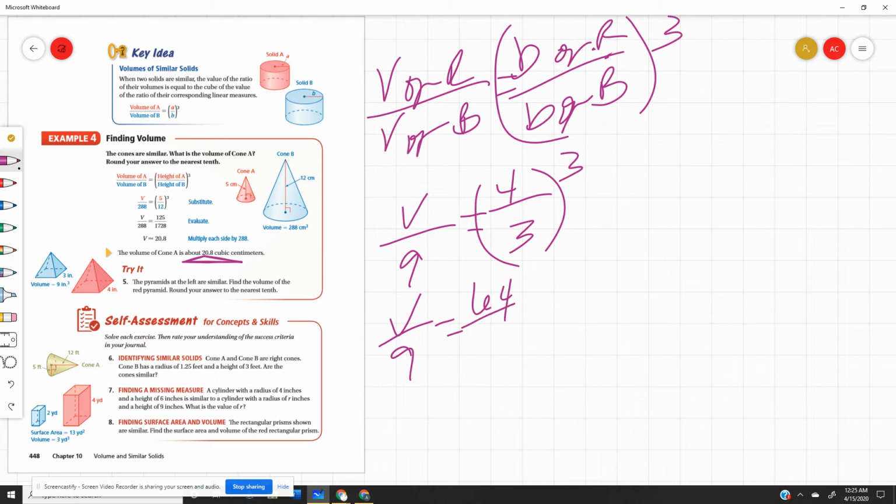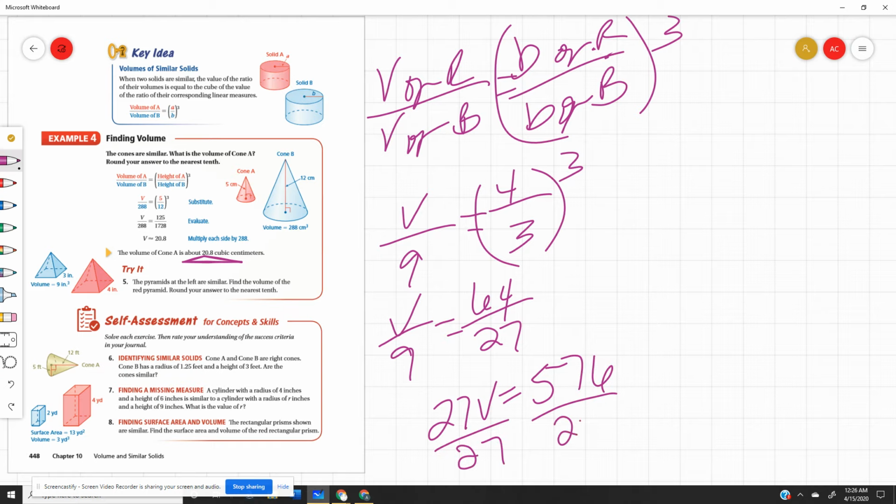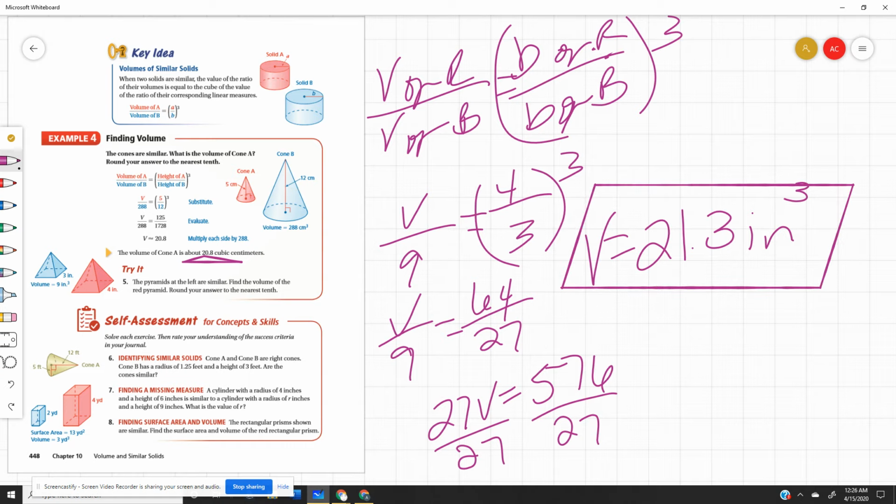4 cubed is 64. 3 cubed is 27. 27V equals 9 times 64, which is 576. Divide each side by 27. You get 21.3. Hold on, I gotta turn my page over here to make sure I'm correct. 21.3 inches cubed for the volume of the pyramid in example 4. And it's actually 21.3 repeating, but we rounded. Okay?